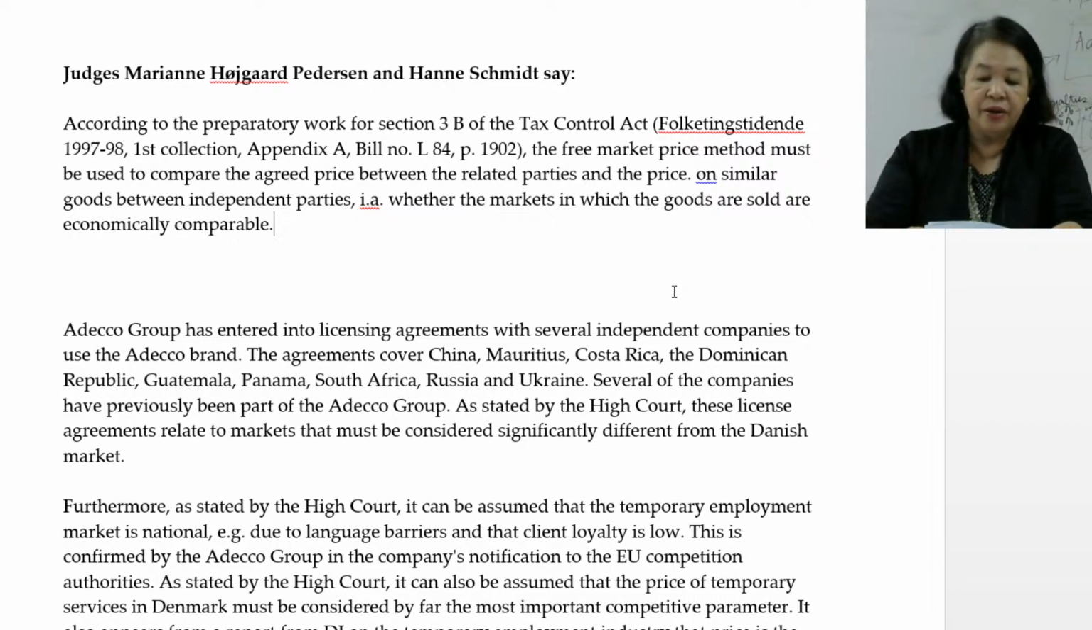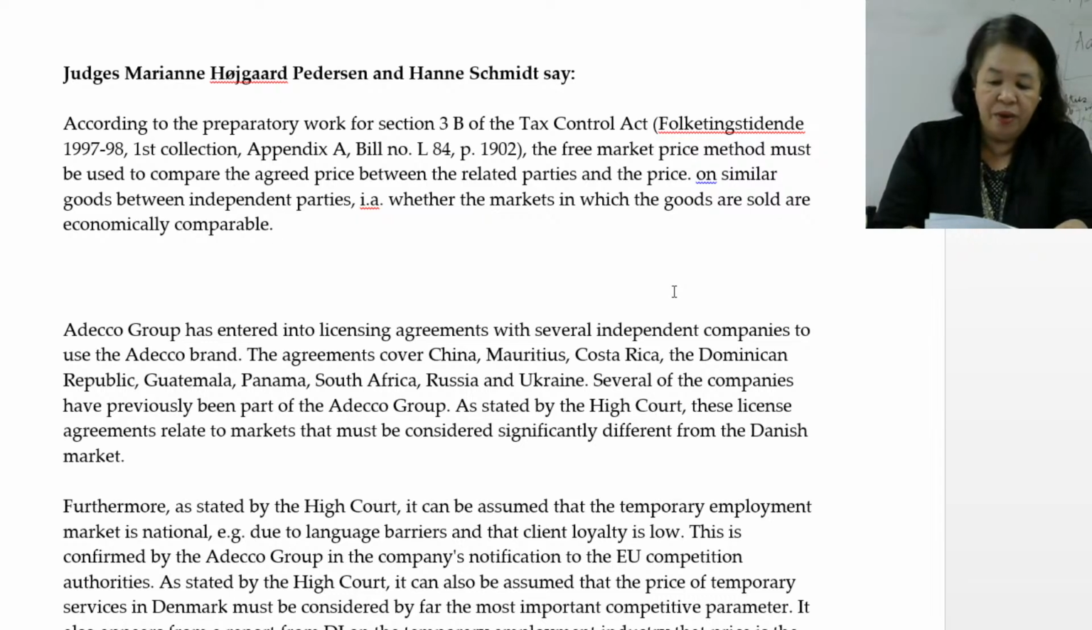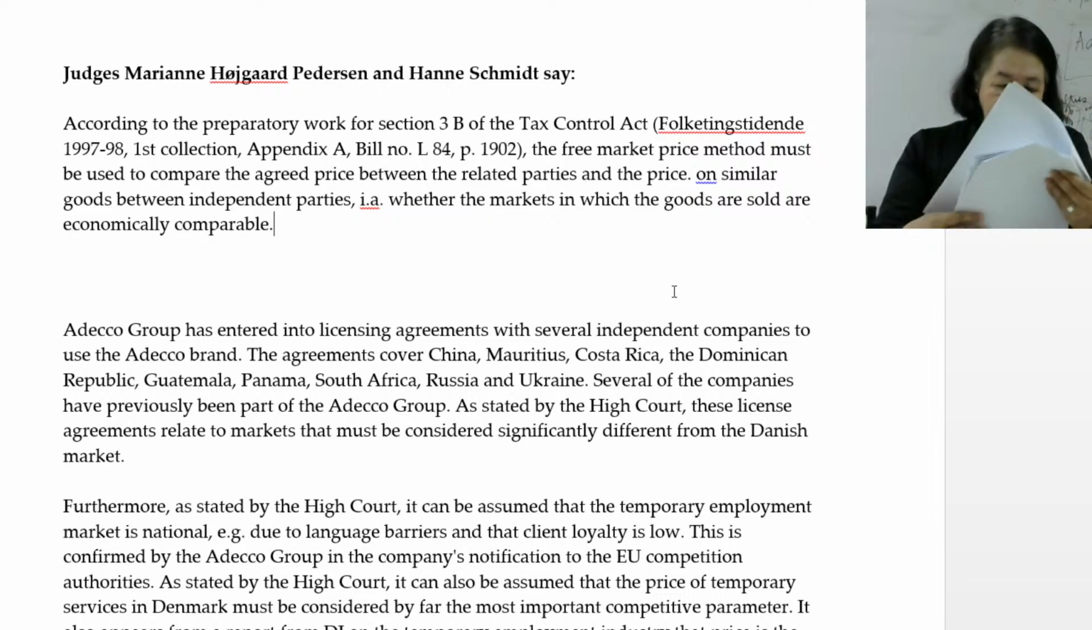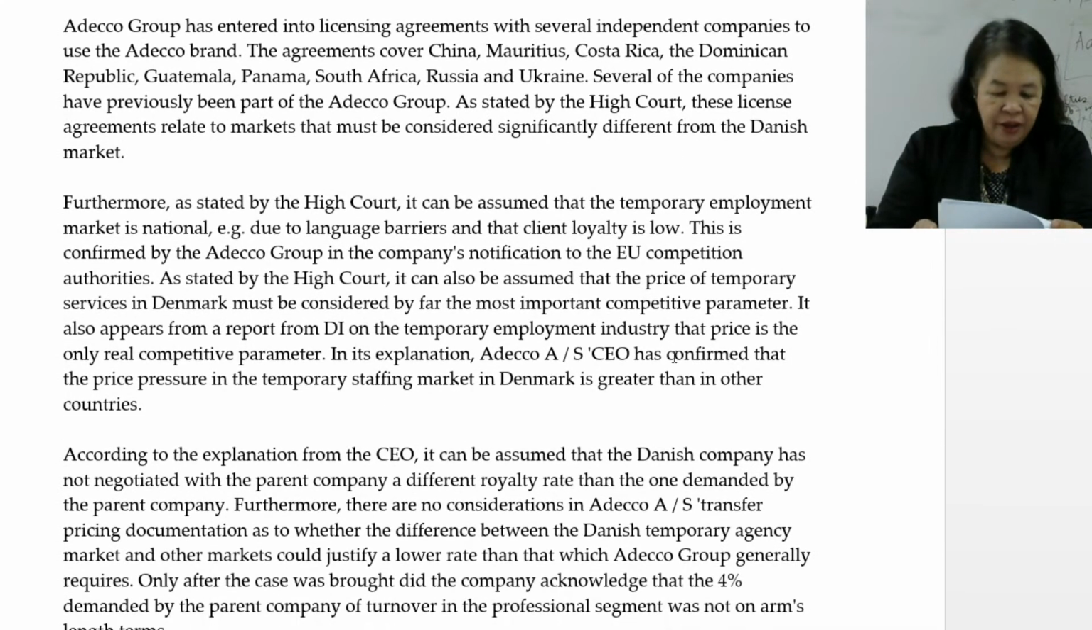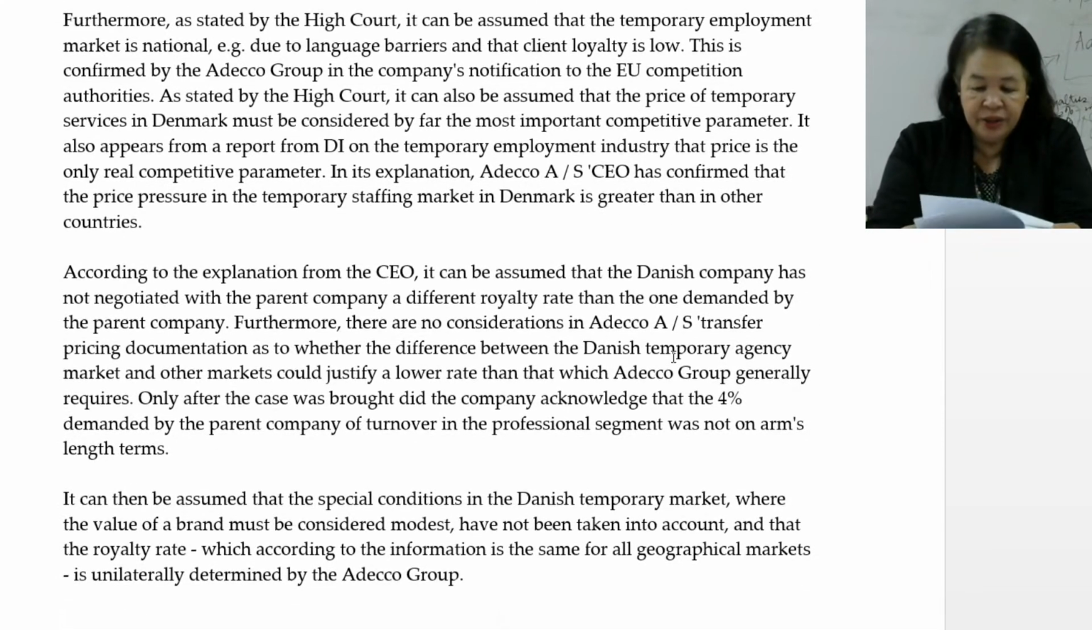As stated by the High Court, these license agreements relate to markets that must be considered significantly different from the Danish market. No? So it can be assumed, no, that the employment market is national. Okay. Due to language barriers, the client loyalty is low. This is confirmed by the Adecco Group in the company's notification to the competition authorities. As stated by the High Court, it can also be assumed that the price of temporary services in Denmark must be considered by far the most important competitive parameter.